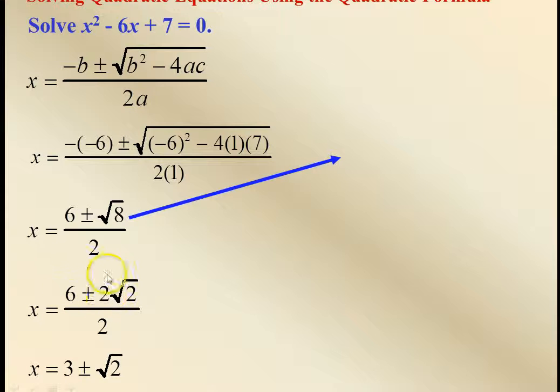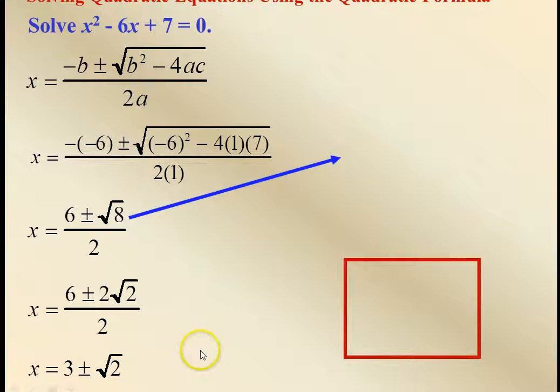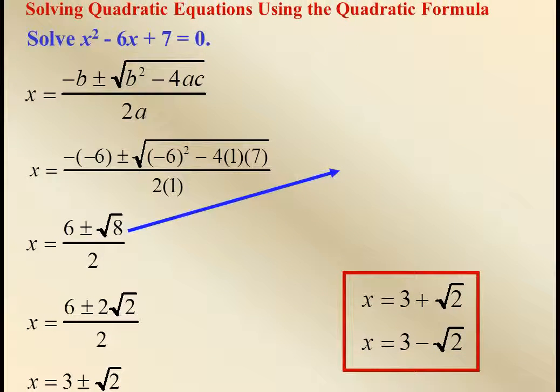Every term in the numerator can be divided by 2. So 6 divided by 2 is 3. 2 root 2 divided by 2 is just 1 root 2. All right, so we only divide the coefficient by 2, not the radicand. So this is the solution to our quadratic equation. X equals 3 plus or minus root 2. So that's two solutions again, right? 3 plus root 2 and 3 minus root 2. Excellent.